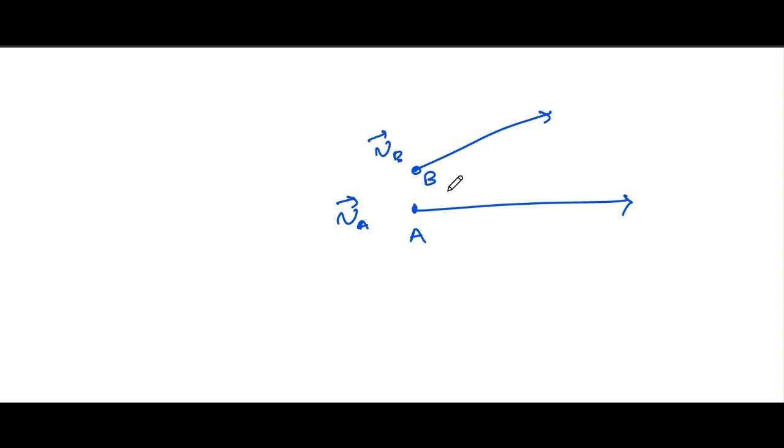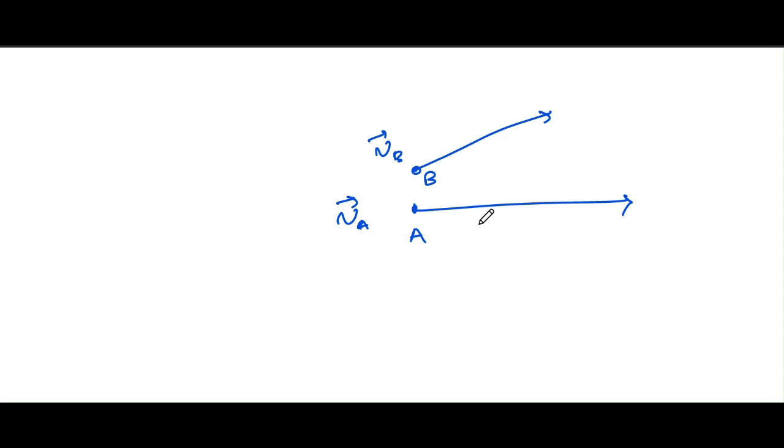Okay, next topic is relative velocity or relative motion in two dimensions. So how can we go through it? Let's say there are two bodies moving in a plane. So let's say this is body A with velocity VA, and let's say there is another body B with velocity VB.